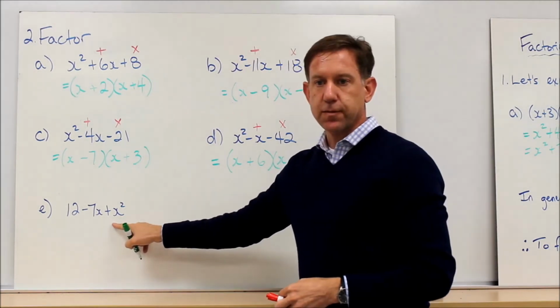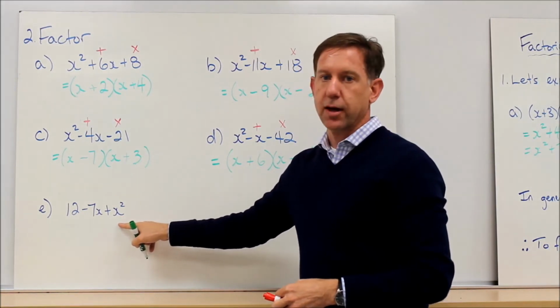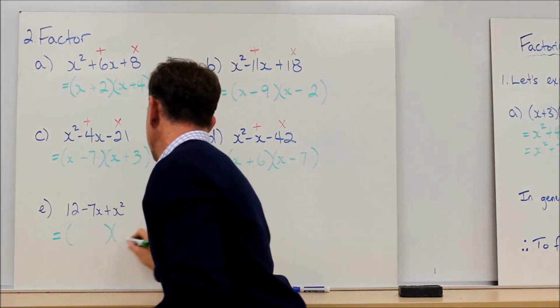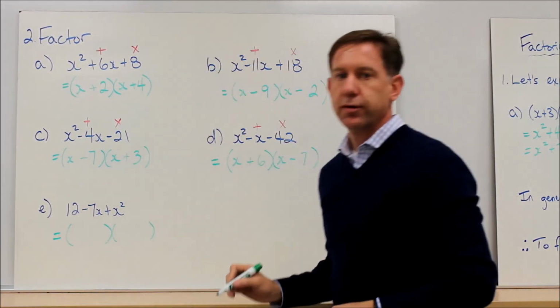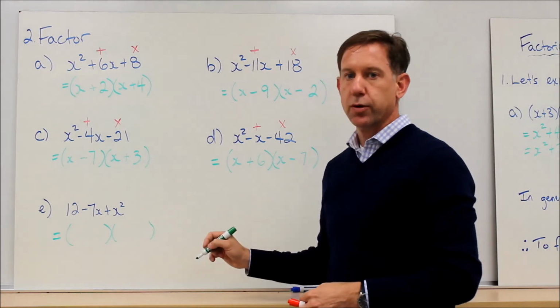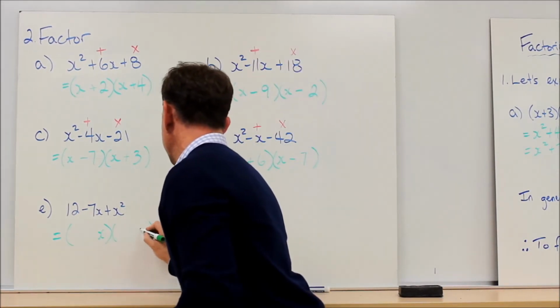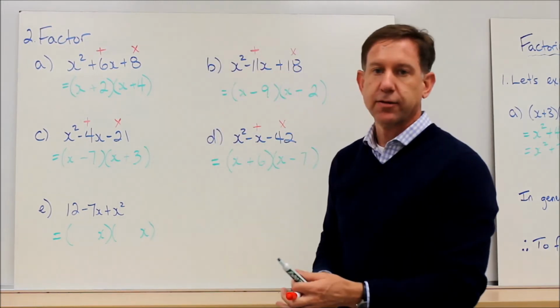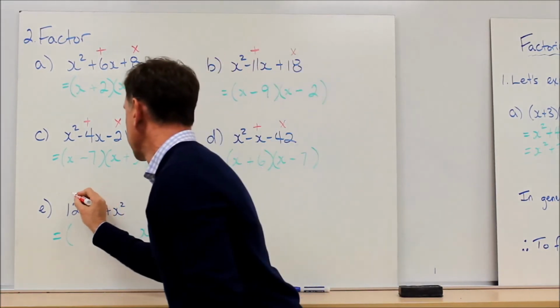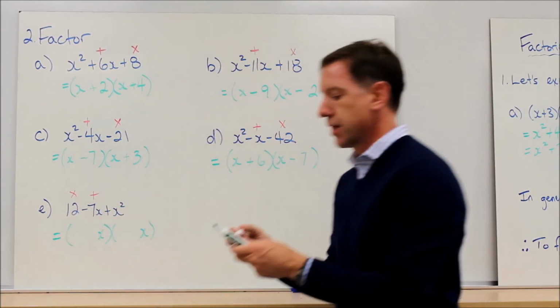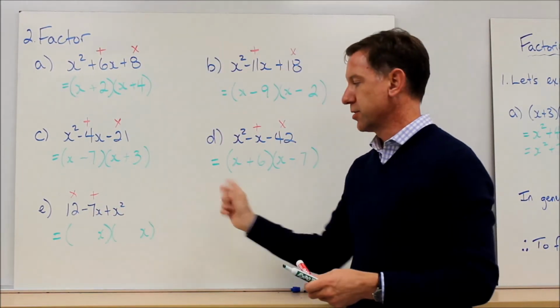Down here it looks a little different, but don't worry, it's exactly the same. We're still going to get two binomials here. This time, instead of putting the x at the beginning of the bracket, we're going to put the x at the end of the bracket. So I'll put the x's here, but we're still going to have to think of numbers that multiply to 12 and add up to negative 7 in the middle. So everything's kind of just in the reverse order.